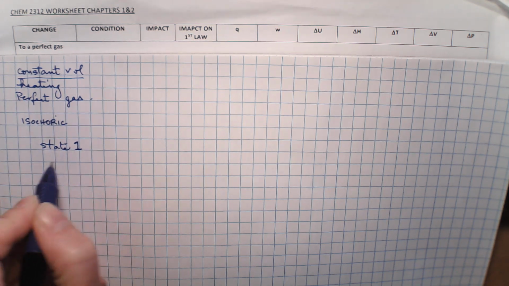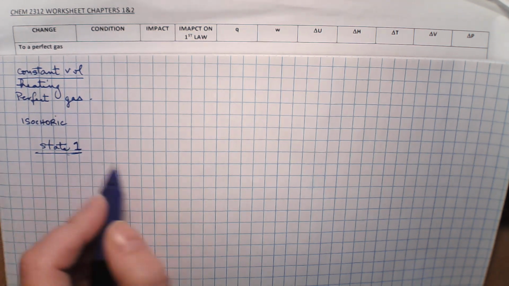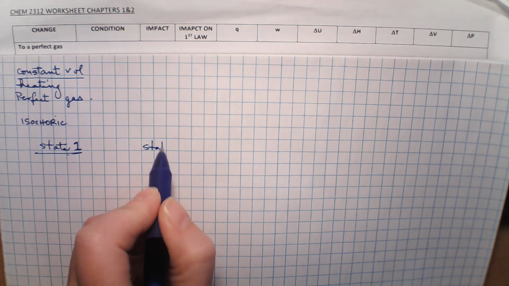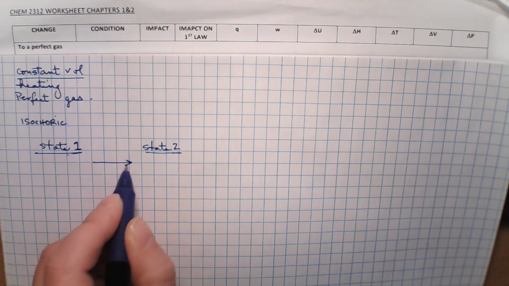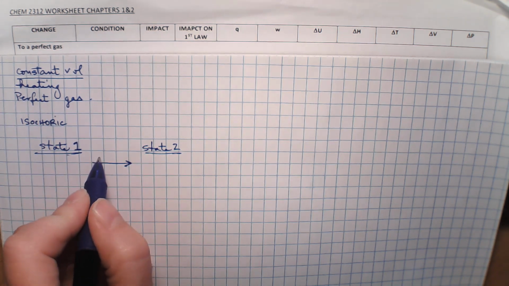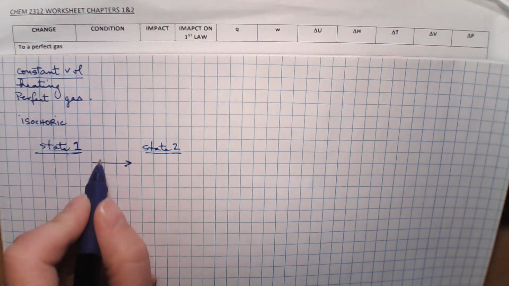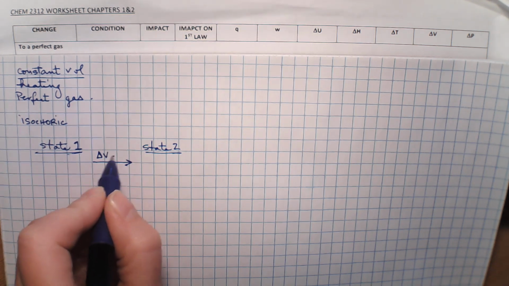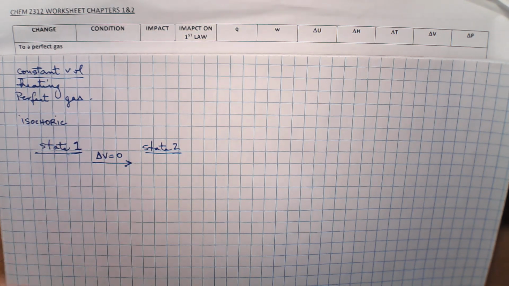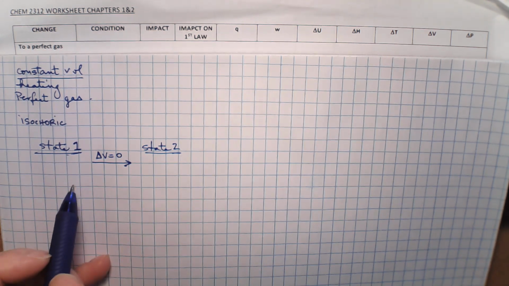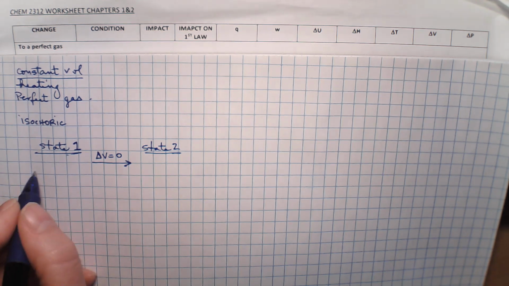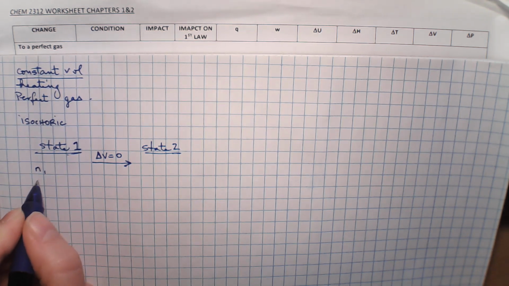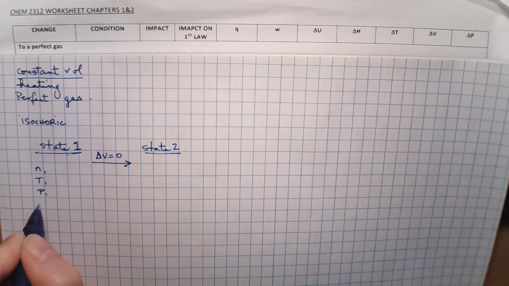So this is a change of state type of question. You would have your perfect gas in an initial state, or state 1, and then there would be a change to state 2. And the condition is isochoric, or that delta V is equal to 0, if you like. These scenarios are all closed systems on a perfect gas. And so we would have N1, T1, P1, V1.